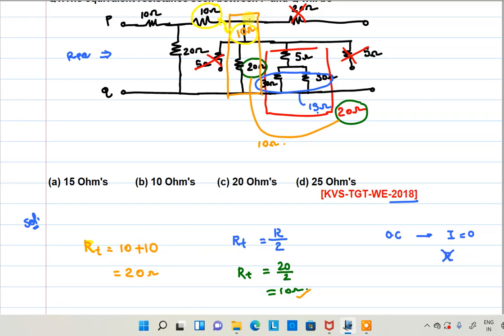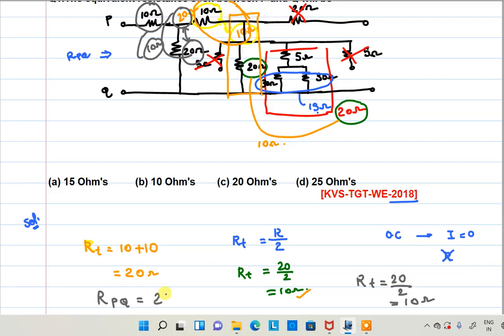Now you got this entire combination is 20 ohms. Now this 20 and this 20 are in parallel. So again equivalent resistance in parallel is 20 by 2, that will be equivalent to 10 ohms. Finally what is equivalent here? 10 ohm. This 10 ohms and this particular 10 ohms are connected in series. So finally R PQ is equal to 10 plus 10, 20 ohms. This is the final result. So 20 ohms is the answer.